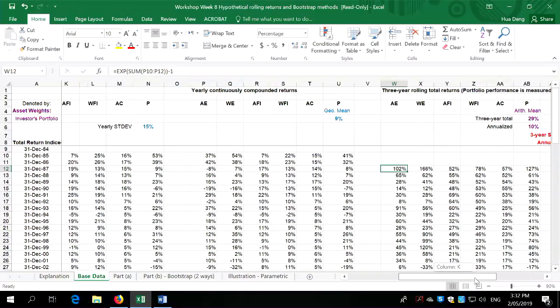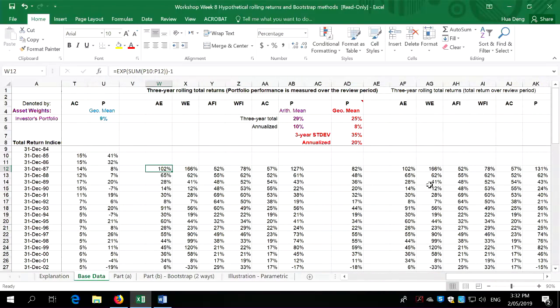Alternatively, to the right, it can be calculated in this way. You just use the total return index over 3 years and calculate the total return over 3 years. The two ways are going to give exactly the same return.